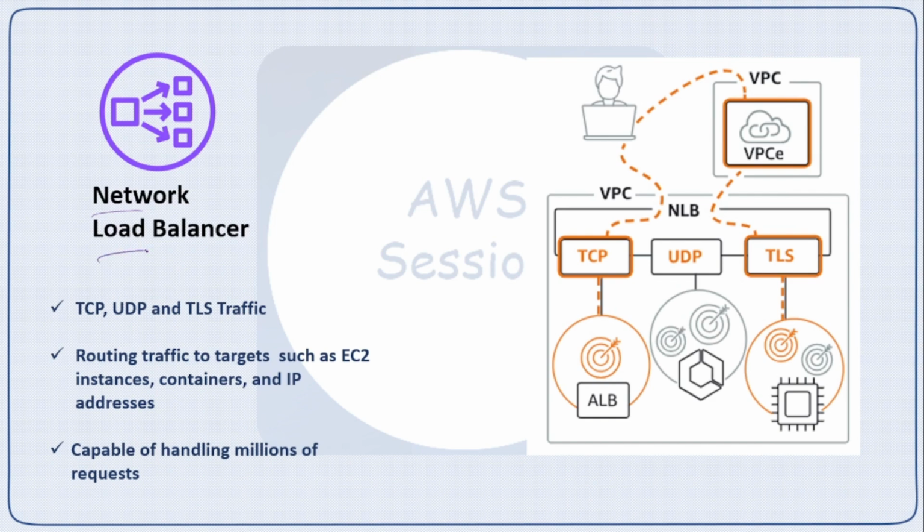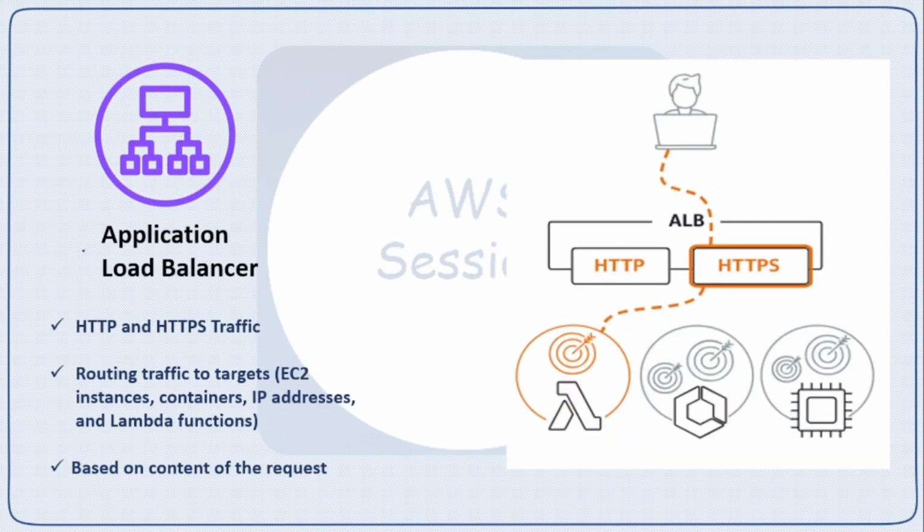Network Load Balancer, this works at layer 4 of the OSI model. It is capable of forwarding TCP, UDP, and TLS traffic to EC2 instances, IPs, or even Application Load Balancer. Application Load Balancer, this works at layer 7 of the OSI model, and it is capable of forwarding HTTP and HTTPS traffic, and it can forward traffic to EC2, IP addresses, Lambda functions, and it can do content-based routing as well.